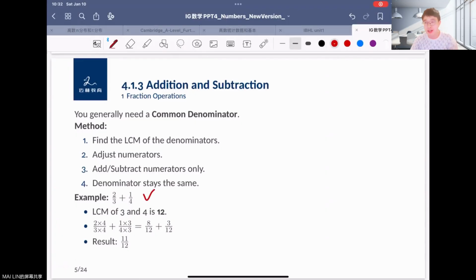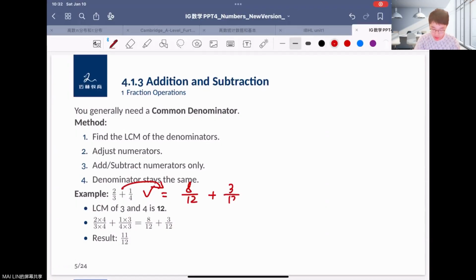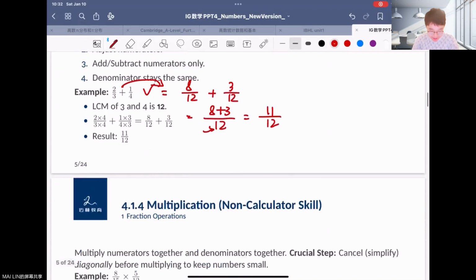First we find the lowest common multiple of 3 and 4, which is 12, so we write down 12 as the denominator. 2 over 3 turns into 8 over 12, and 1 over 4 turns into 3 over 12. After adding them together, the denominator is 12 and the numerator is 11, so it's 11 over 12. That is the result. Also very easy, right?